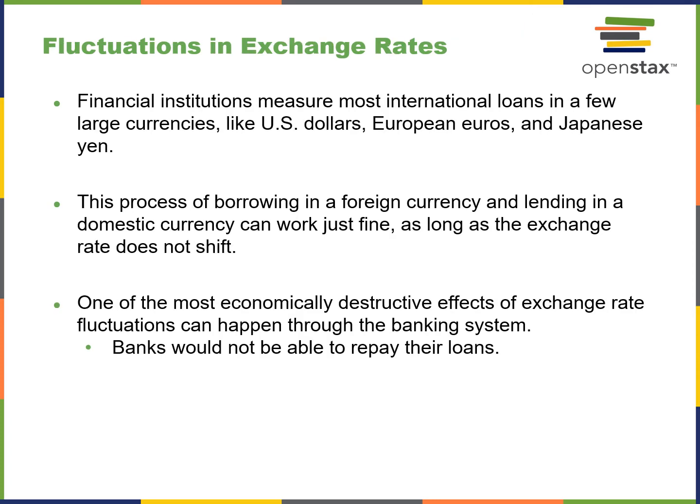And so there, fluctuation in exchange rates. There's really one of the most economically destructive effects of rate change fluctuation that can happen through the bank system. Banks would not be able to repay their loans. The Weimar Republic, Germany's idea was to hyperinflate the currency and make it pretty much valueless and pay the French back the billions of marks in reparations that they owed after World War I, and they paid it with basically worthless currency as a way to duck out of a harsh peace treaty being imposed on them after the First World War.